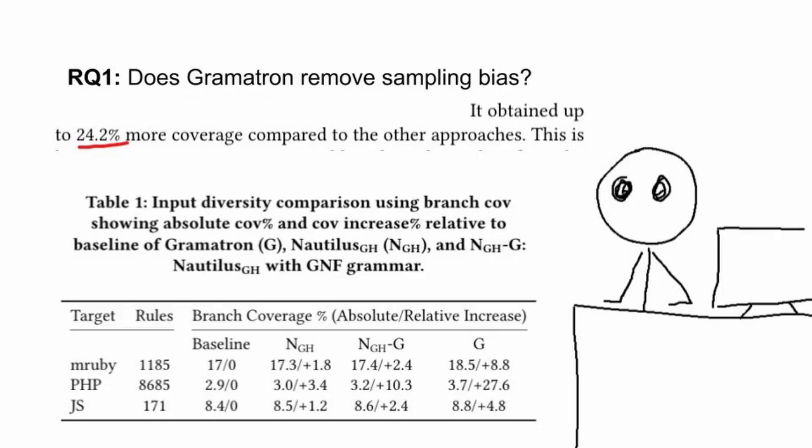So, because the mutation coverage is better from Gramatron, this means that there's some sampling bias that is being removed when comparing Nautilus to Gramatron. So, to answer the first research question, does Gramatron remove sampling bias? The answer would be yes. It does indeed remove some sampling bias.